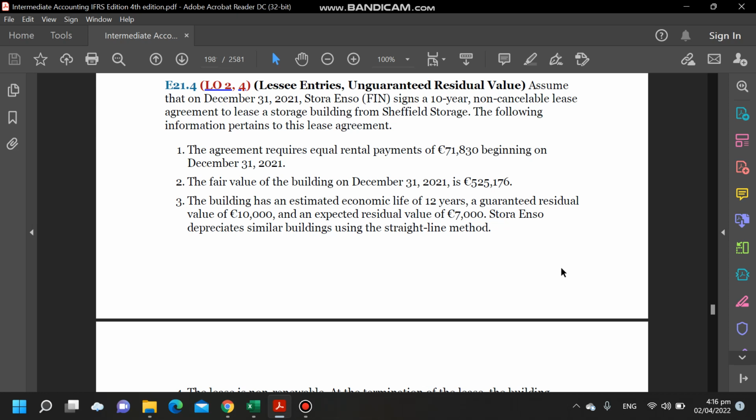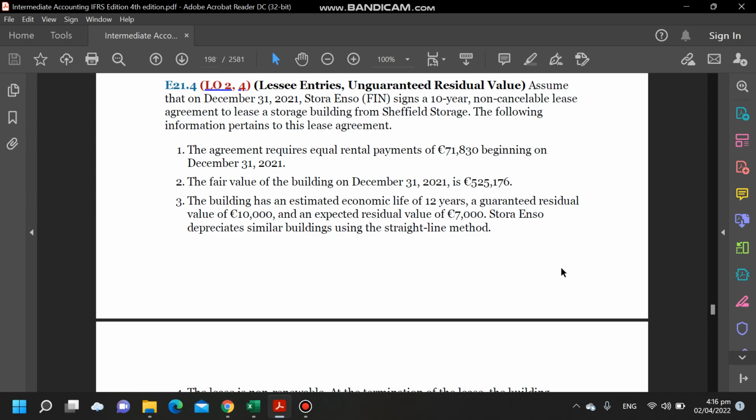So number one is the agreement. It requires equal rental payments of 71,830 beginning on December 31st, 2021. The second one is the fair value of the building on December 31st, 2021 is 525,176. And then number three, the building has an estimated economic life of 12 years, a guaranteed residual value of 10,000 and an expected residual value of 7,000.